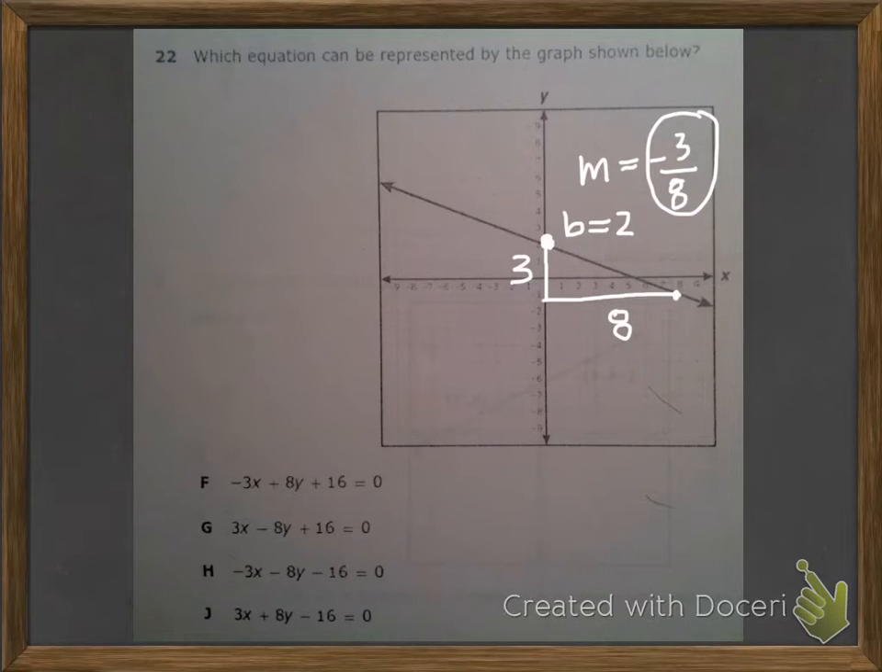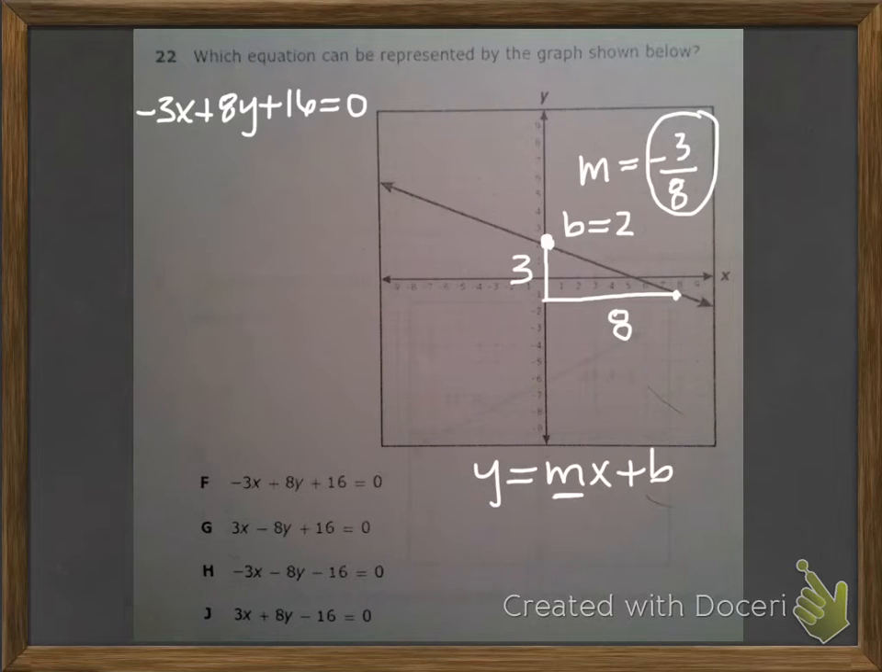Okay, so let's go ahead and start with f. We've got -3x plus 8y plus 16 equals 0. Remember, if I want it to look like y equals mx plus b, so I can see my slope and see my y-intercept, I've got to get y by itself on the left. I've got everything on the left, so I need to basically move over the 16, move over the -3x, and then we'll get rid of the 8 at the very end.